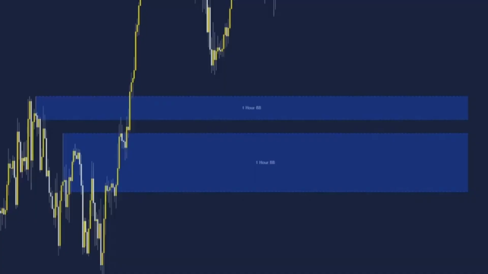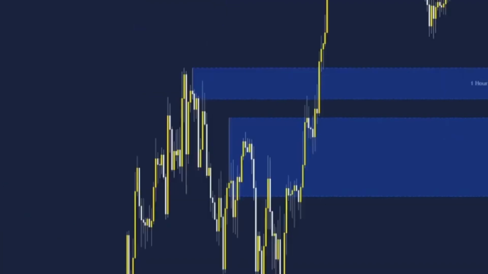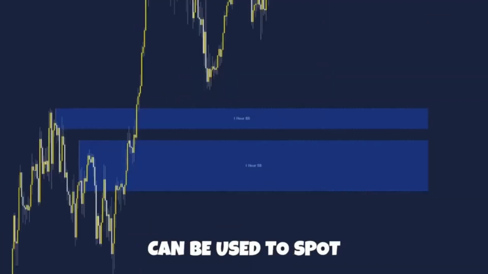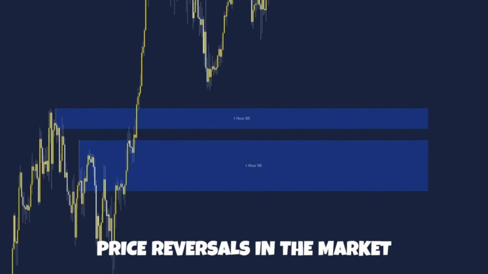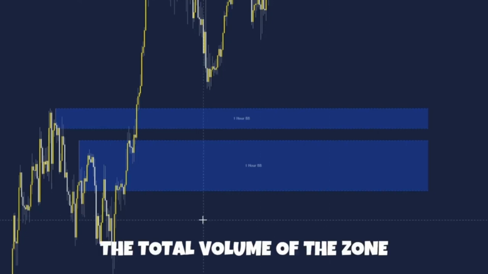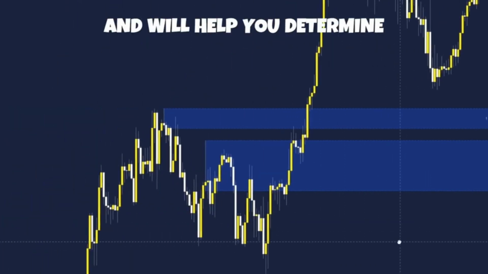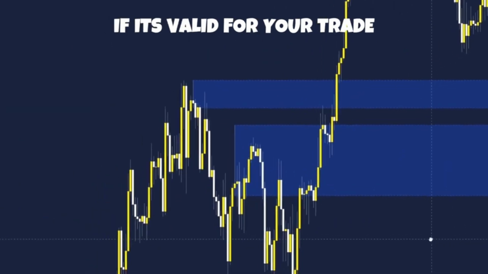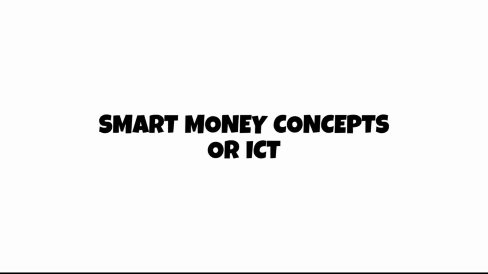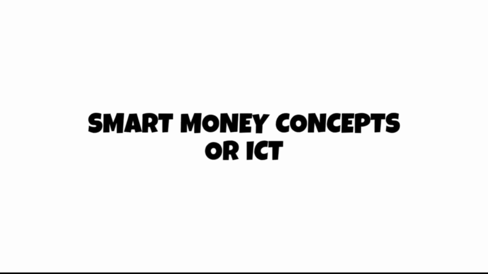In addition to this, there is a breaker blocks feature. These occur when the order block becomes invalidated. These breaker blocks can be used to spot price reversals in the market. These also show the total volume of the zone and will help you determine if it's valid for your trade. If you're trading smart money or ICT concepts, then this indicator has all the features you could ever need.